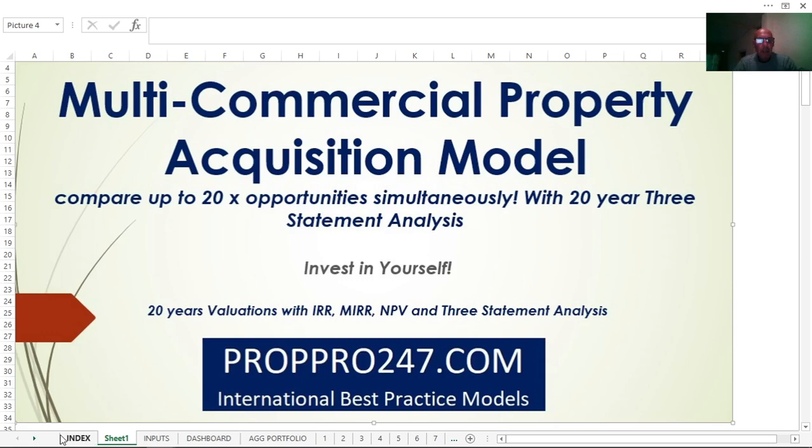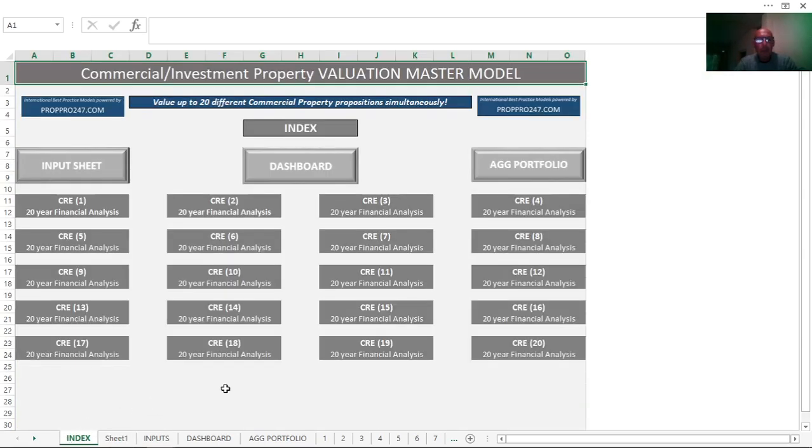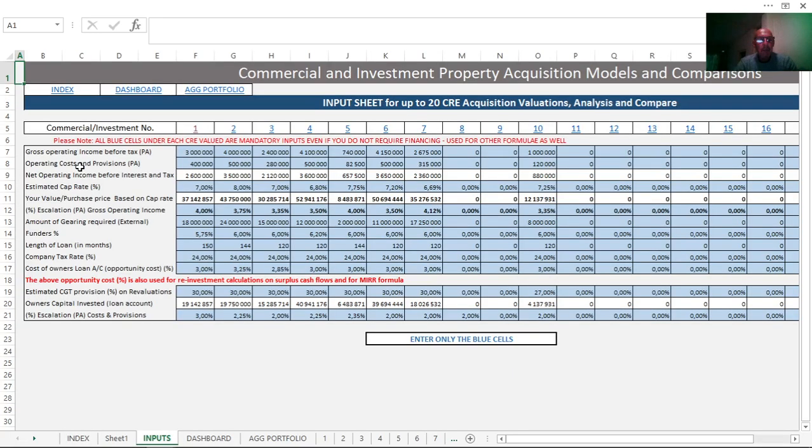Let's go straight to the index. The index will clearly display your input sheet. You only have one input sheet for this model, your dashboard and your aggregate portfolio. You are also able to go to the individual commercial properties themselves, where you'll be faced with valuations and 20-year financial three-statement analysis, etc.